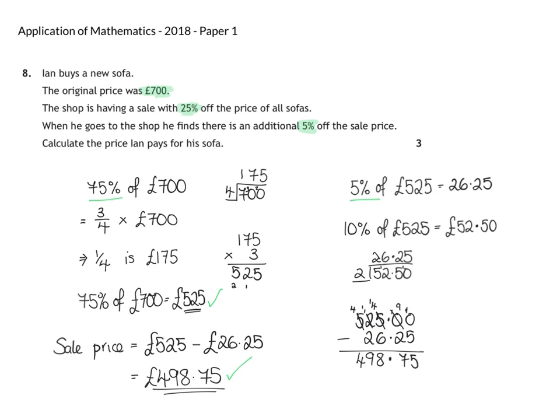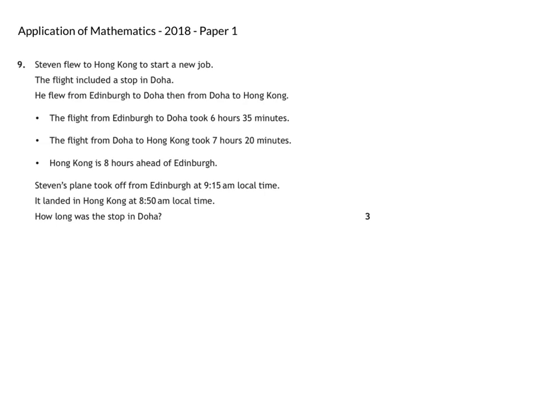Right, so we're getting through the paper. We're going to go on to question 9 now. Okay, so we have Stephen flew to Hong Kong to start a new job. The flight included a stop in Doha. He flew from Edinburgh to Doha and then from Doha to Hong Kong. The flight from Edinburgh to Doha took 6 hours and 35 minutes. The flight from Doha to Hong Kong took 7 hours and 20 minutes.